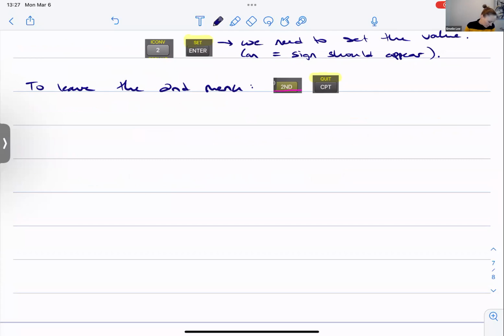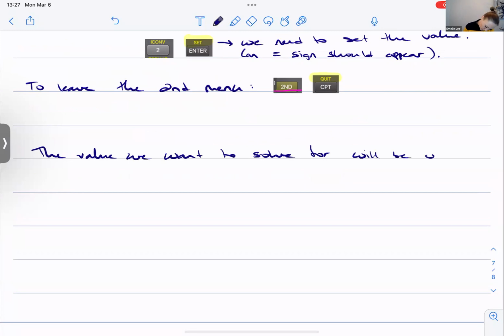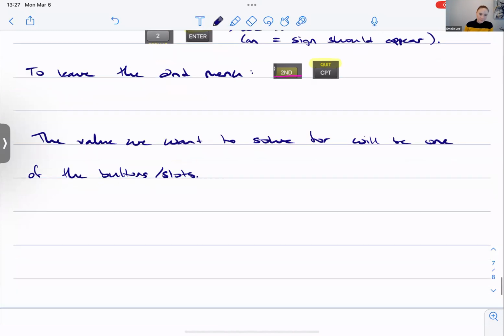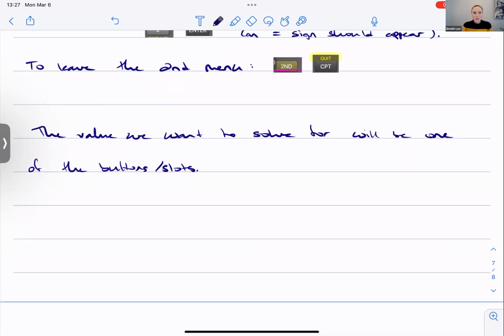Okay, and so the value we want to solve for is going to be one of these buttons, or slots, if you want to think of it that way. Enter 0 initially, and then we'll go back and compute it.